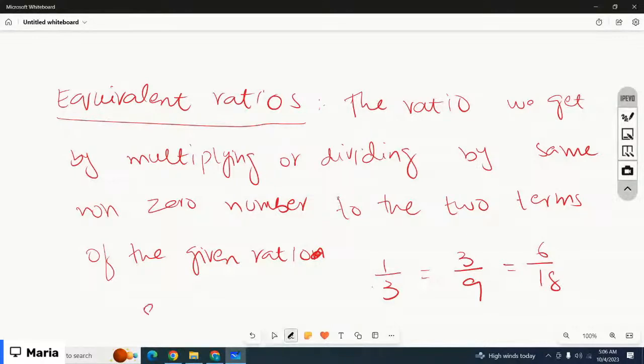For example, you have 8 over 16. You can divide them by 8. That would be 1 over 2. So 8 by 16 and 1 over 2 are equivalent ratios, right? So you are multiplying or dividing the fraction by the same number. This way you will get the equivalent ratios.